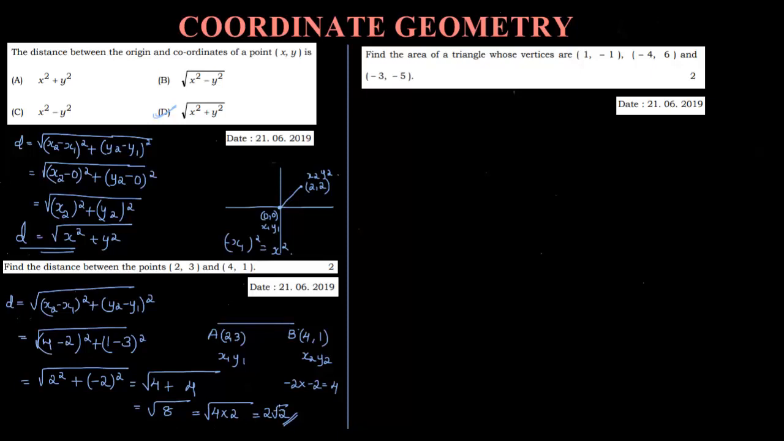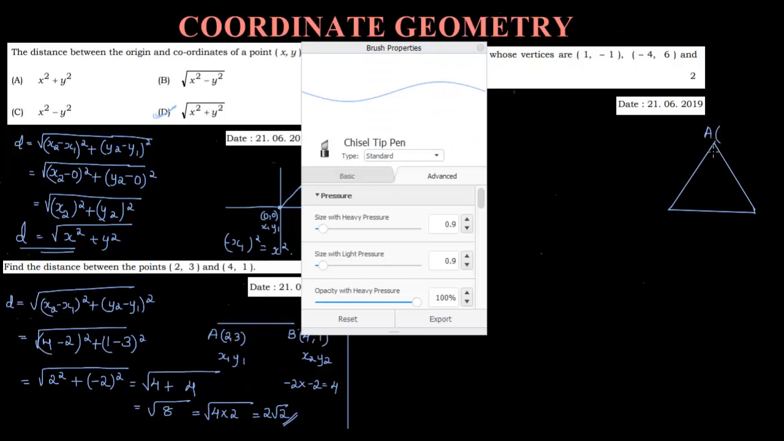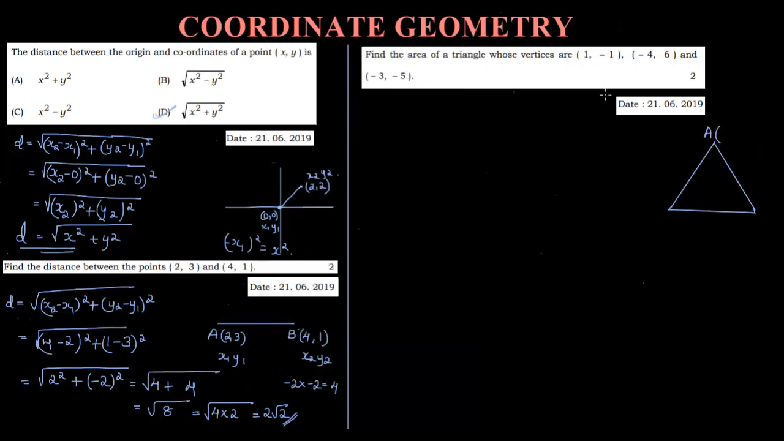You got it. Then coming to the next question. This is also a very familiar question to you. They have asked you to find the area of the triangle whose vertices they have given to you. Okay, so let me just draw a triangle here. A has the coordinate, let me just write it as 1, minus 1. Then we have B minus 4, 6. C minus 3, minus 5. Right. So before that we need to write the formula of area of triangle.